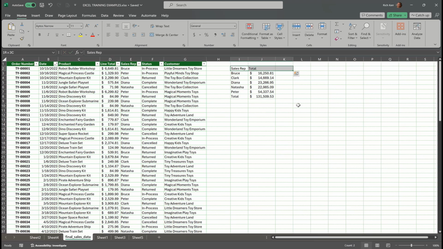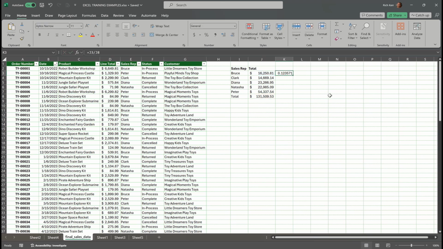Now, let's find out what percent each rep is responsible for vis-a-vis the total. Now, again, we could simply take the rep's total and divide it by the grand total, right? And that gives us, in the case of Bruce, what would that be? 12.35%, right? So that's just simple division.